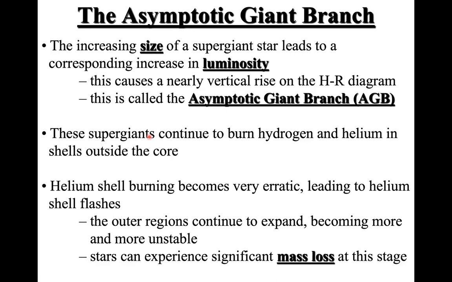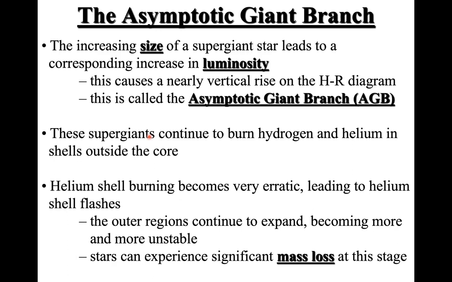Asymptotic means increasing rapidly, and so these supergiants will continue to burn hydrogen and helium in the shells outside the core. Remember that you have a shell outside, hydrogen, and then you have helium. While they are in the supergiant state, they will still continue to burn hydrogen and helium in these shells outside the core. In the core you have carbon, then the helium shell, and in the outer region the hydrogen shell. They will continue to burn hydrogen and helium.